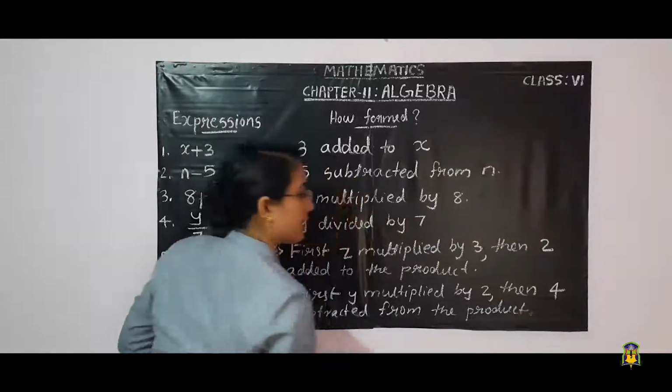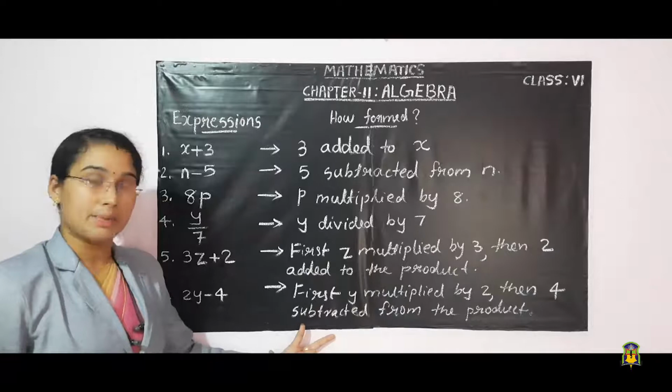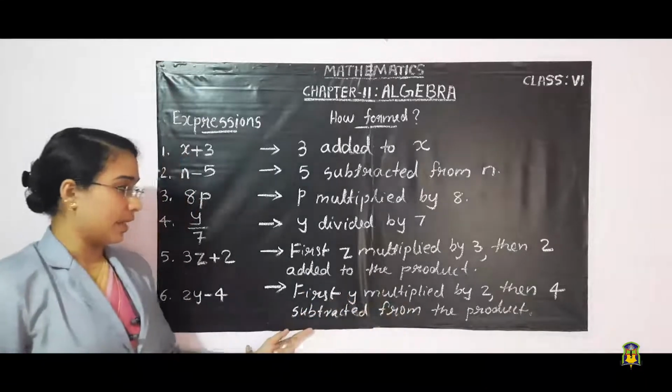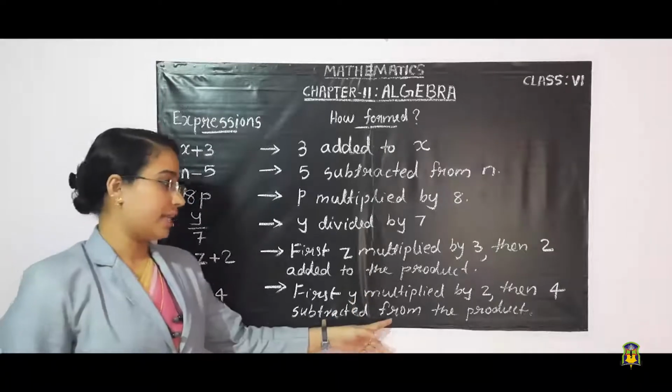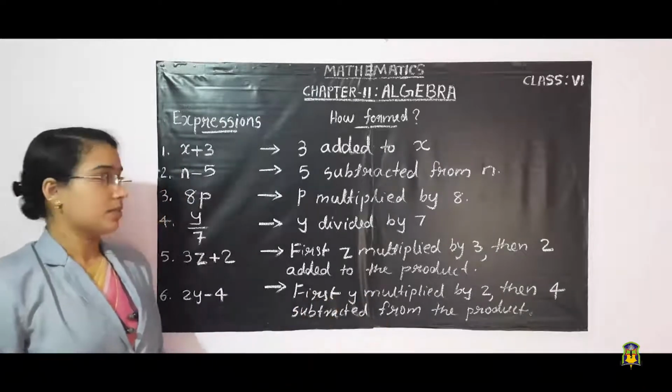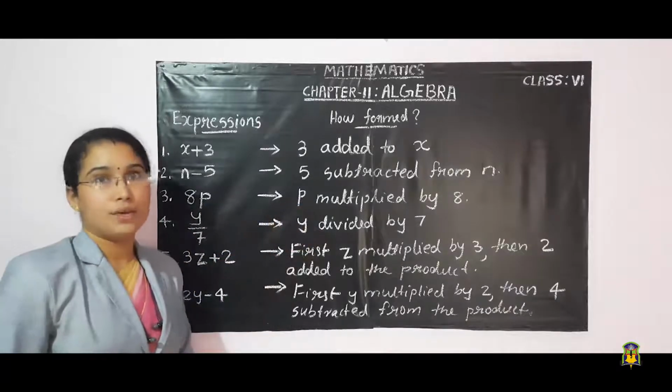So if anything is added, then you want to write added to the product. Otherwise, if it is subtraction, we want to subtract. 4 is subtracted from the product. Okay, this is very important, from the product. So this way we can write an expression and see how it is formed.